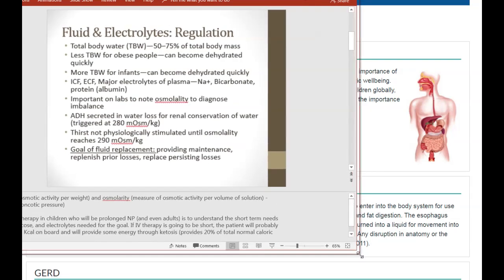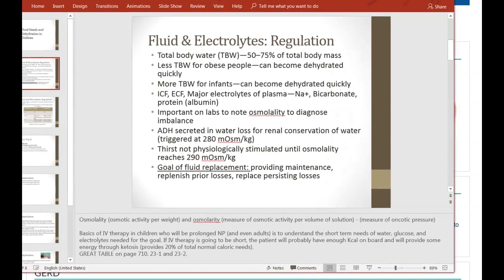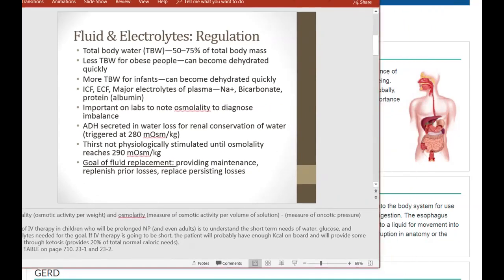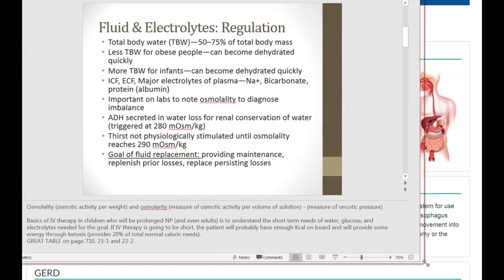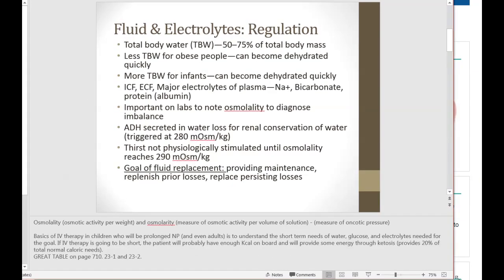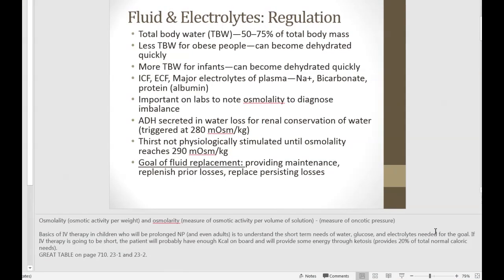Osmolality is osmotic activity per weight. Osmolarity is the measurement of osmotic activity per volume of solution. And this measures oncotic pressure.